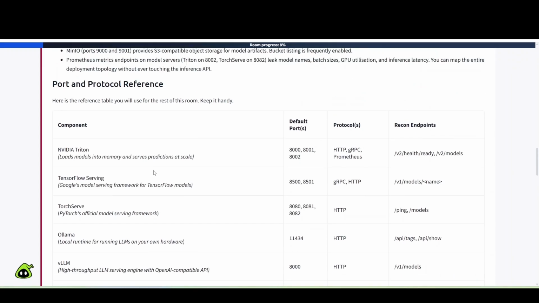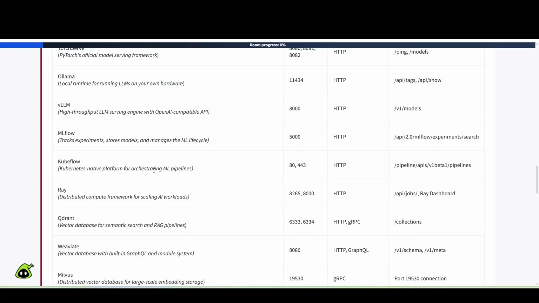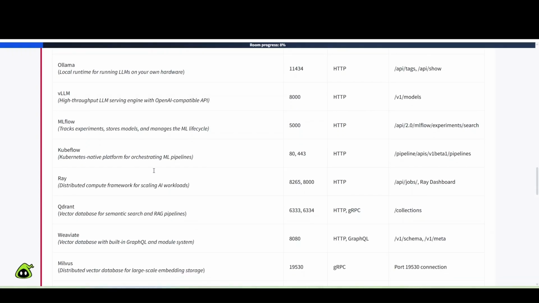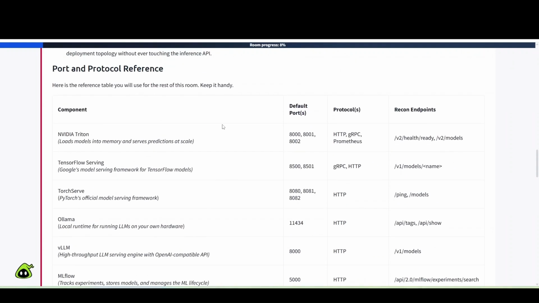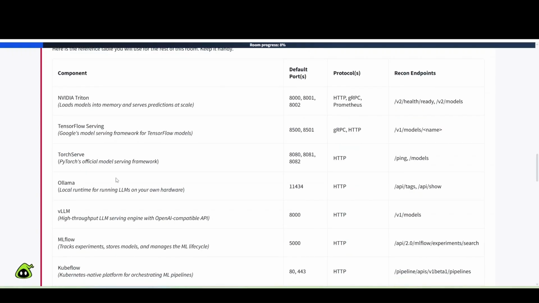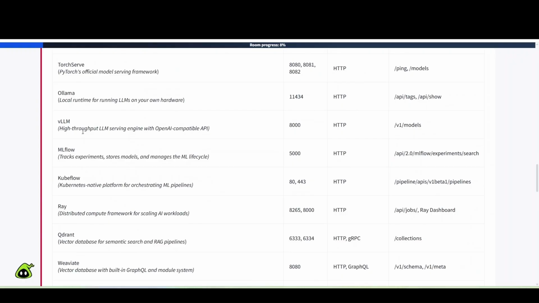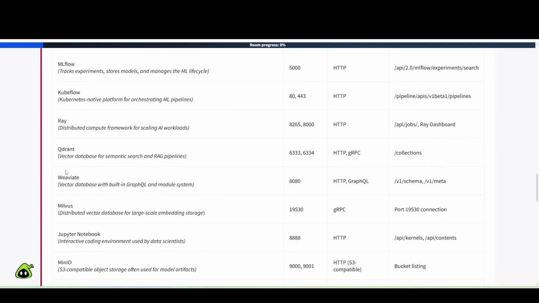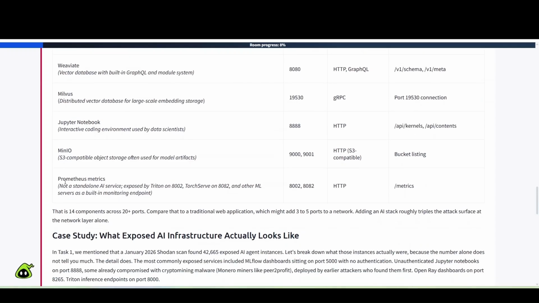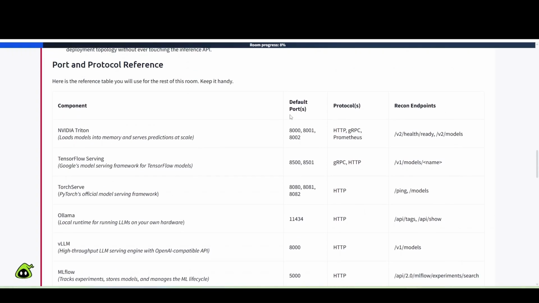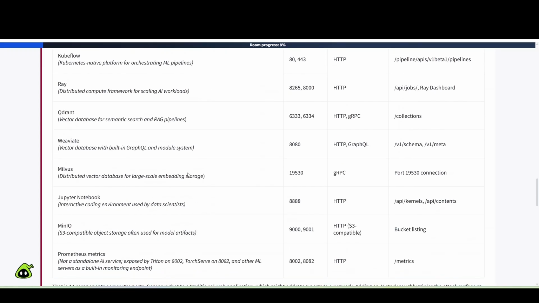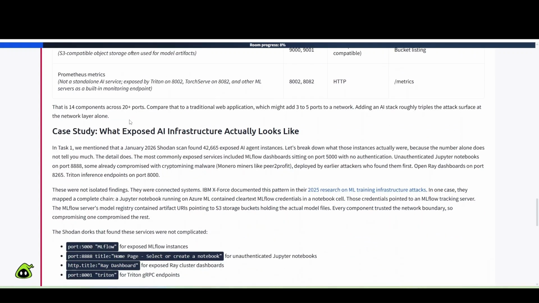I'm not going to read through all this here, we're just going to skim through it. You can take the time to pause the video and review this yourself. There are quite a few to list here, but it tells you important information to look for as you're doing your reconnaissance. It goes over the rest of them here: Ollama, vLLM, MLflow, Kubeflow, Ray, Weaviate, Milvus, Jupyter Notebook. You can see the rest there. So take some time to review this table and familiarize yourself with the component, default ports, protocols, and recon endpoints, because we're probably going to have to reference this at some point in this room.